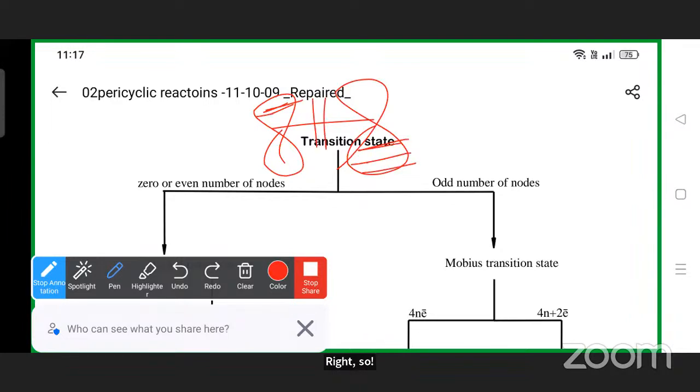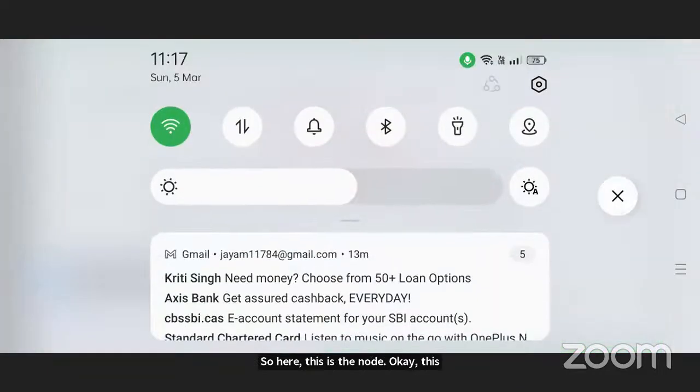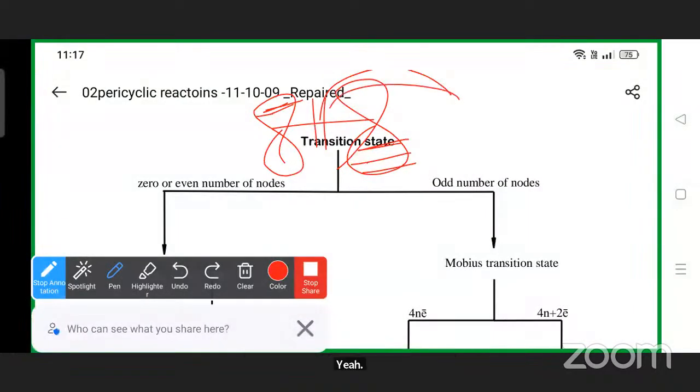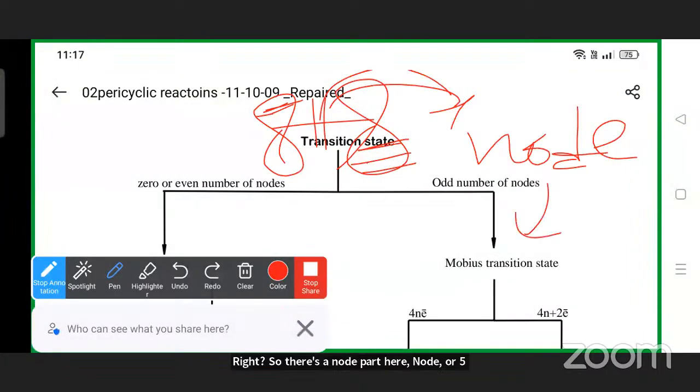So here, this is the node. This is a nodal point. Node means where the probability of finding an electron is 0. Finding of electron is 0 is called the node here.